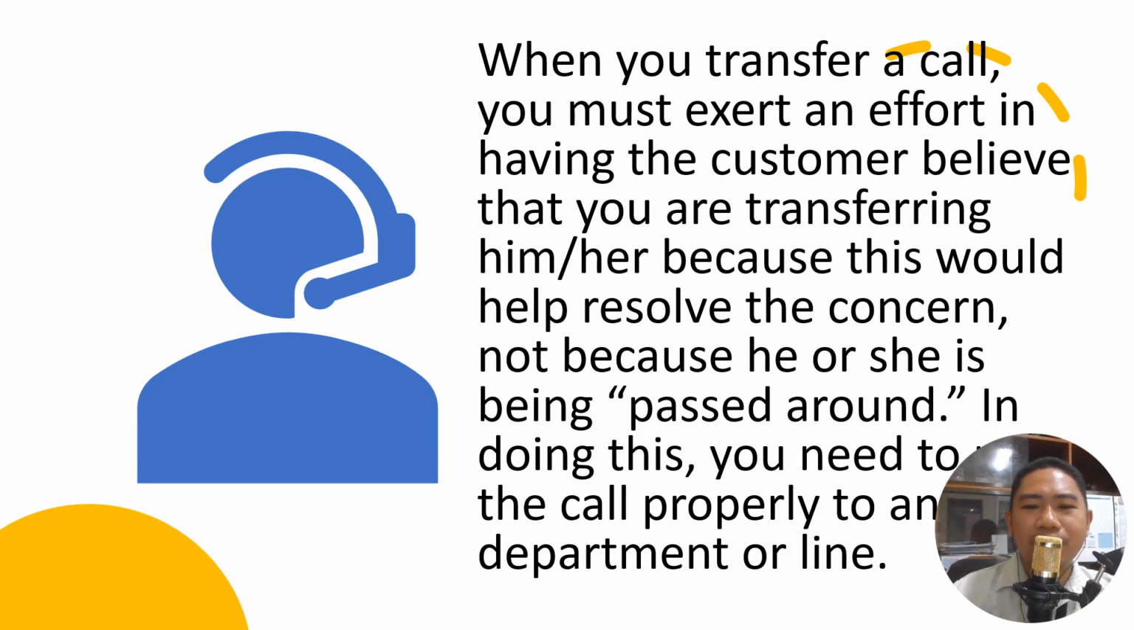When you transfer a call, you must exert an effort in having the customer believe that you are transferring him or her because this would mean that you are helping to resolve the concern of the customer, not because he or she is being passed around. In doing this, you need to pay special attention on the guidelines to be followed so as to make the customer happy at the end of the call.